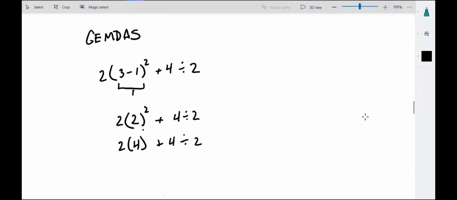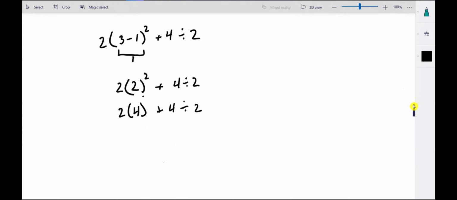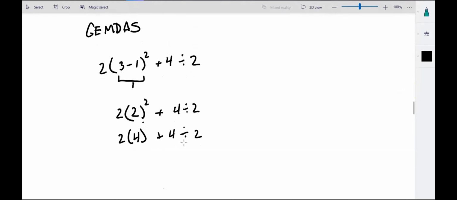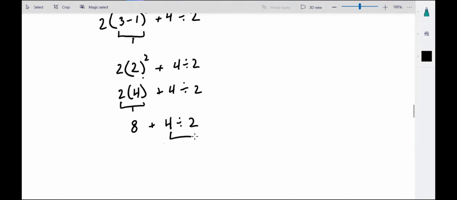All right, back to GEMDAS. All the exponents are taken care of, so now it's multiplication or division. First, I do see multiplication. The 2 and the 4 are being multiplied. 2 times 4 is 8. Back to GEMDAS. Do I see any more multiplication or division? Yes, I do. I see division right there. 4 divided by 2 is 2. Carry down the rest.